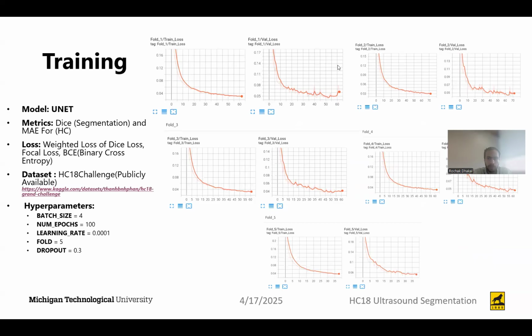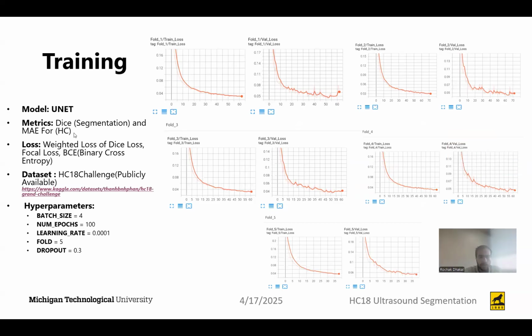This is the training approach that I have used. The model is UNET, and the metrics are dice for the segmentation and MAE for the head circumference. I have used the weighted loss of dice, focal loss, and binary cross entropy, with the dice getting the highest weight. The dataset is publicly available. These are the hyperparameters that I have trained the model upon. You can see that there is five-fold testing for each of the folds. I have generated a training curve, which shows consistent results. I have also used early stopping.